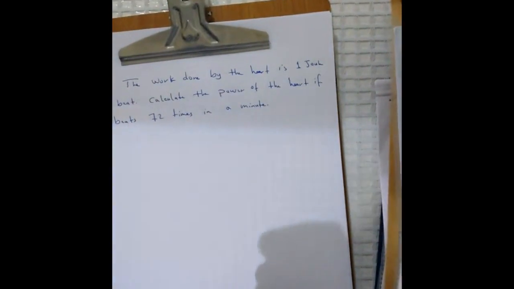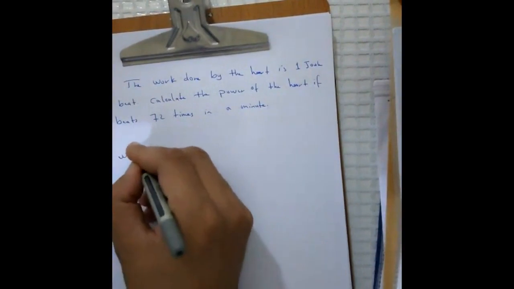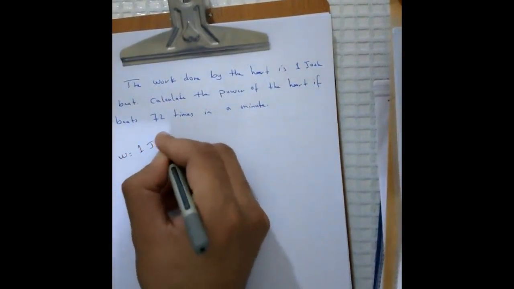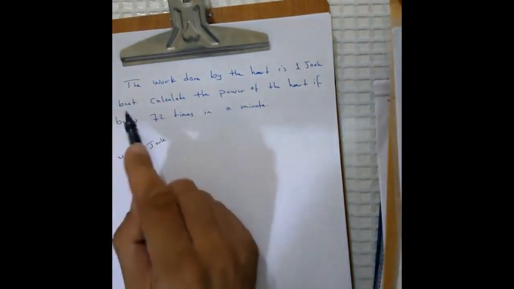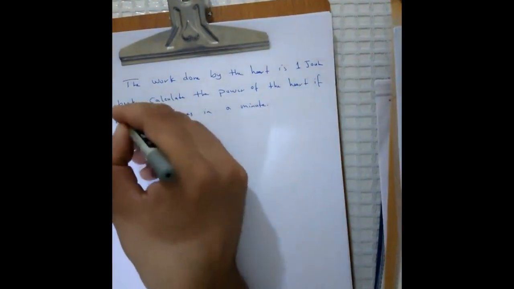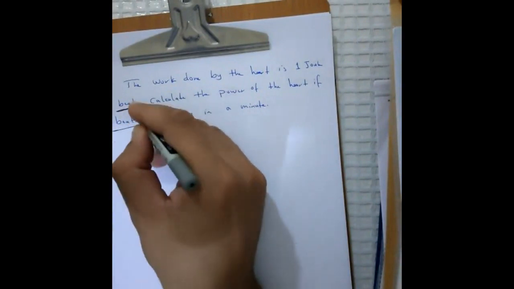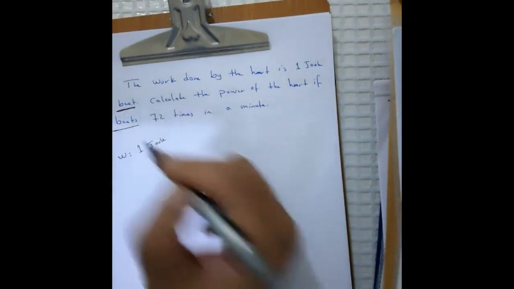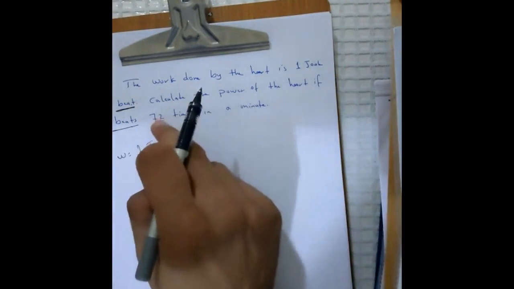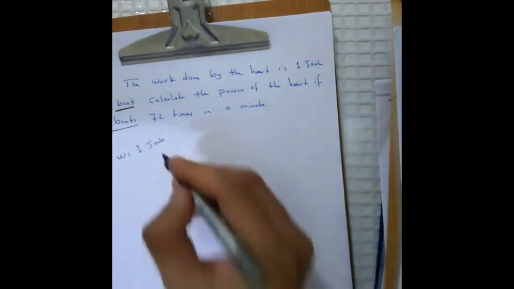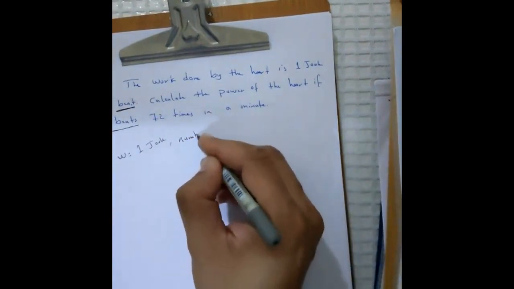The second example we have is the work done. Let me show it for you here. The work done by the heart is 1 joule. So he gives you the work is 1 joule per beat. When he said per beat, that means you will expect he gives you the number of beats. So work is 1 joule, and the number of beats is given as well.